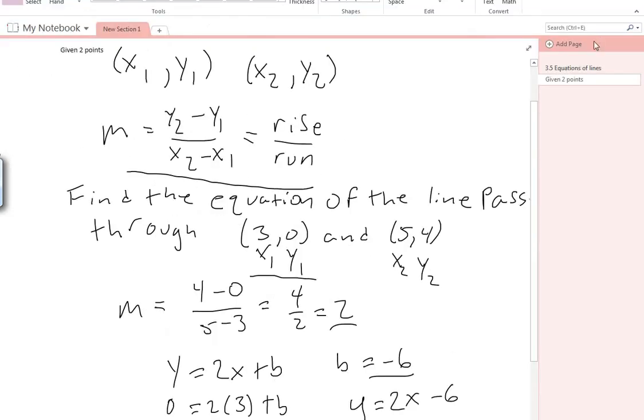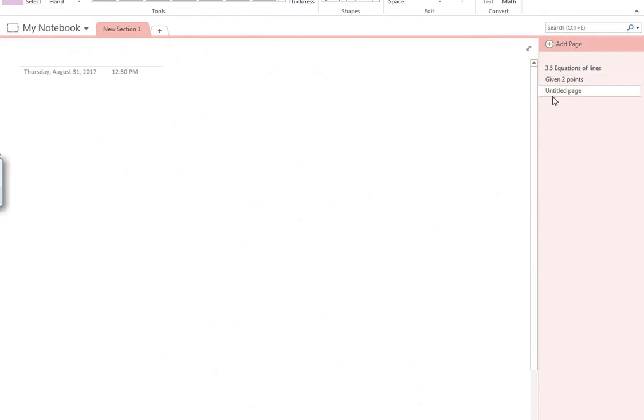Just be careful when you're using the formula. A lot of people make mistakes with negatives. So if I ask you to, say, find the equation of the line passing through the points negative 6, negative 3, and negative 9, negative 2, so that there's negatives everywhere.